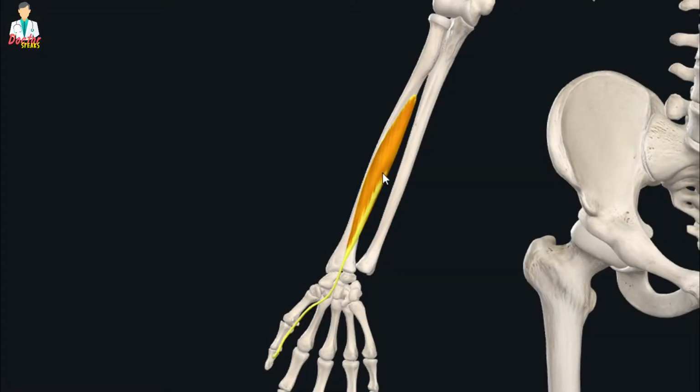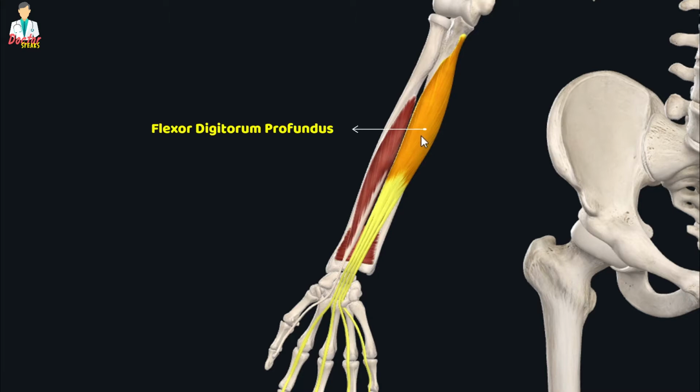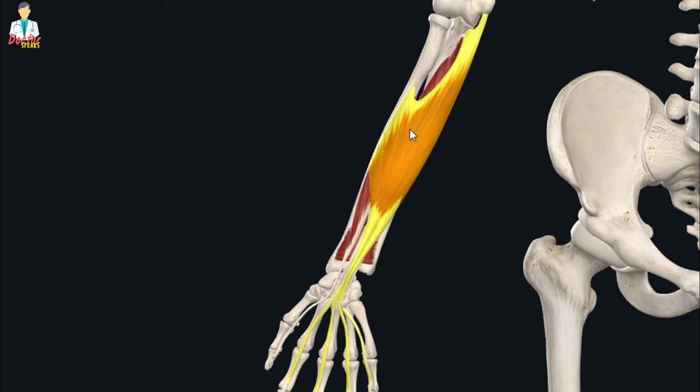So this muscle, the Flexor Pollicis Longus, is one of the three deep muscles of the anterior compartment of the forearm. The other two deep muscles of the anterior forearm are the Pronator Quadratus and the Flexor Digitorum Profundus. These three muscles lie deep to the intermediate muscle of the anterior forearm, which is the Flexor Digitorum Superficialis muscle.